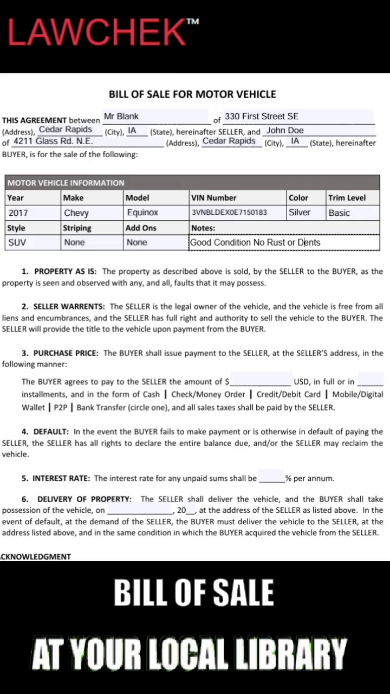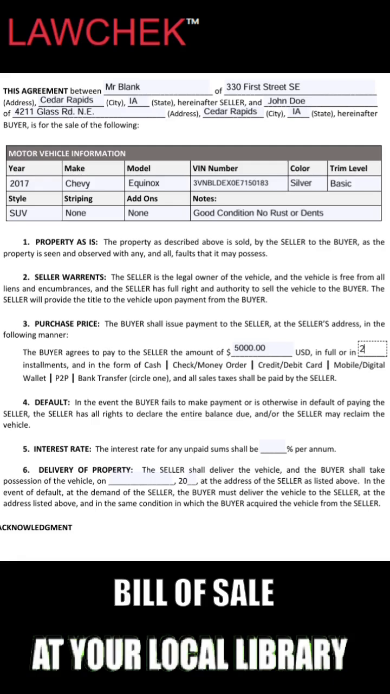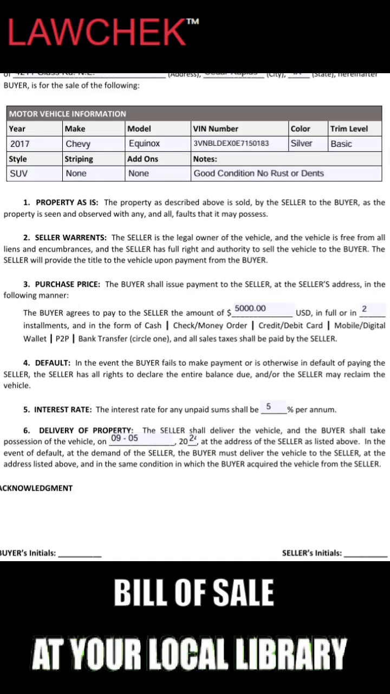Next, you're going to take a look at the purchase price. We're actually going to allow this buyer, they want to buy it in 2 payments. First payment's going to be cash or money order, and the second one's probably going to be a check. Next, we're going to talk about the default. If the buyer does not complete the second payment on this motor vehicle, then there would be a default, and the full payment would be due at once.